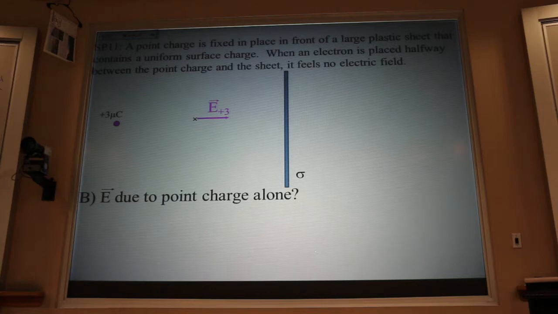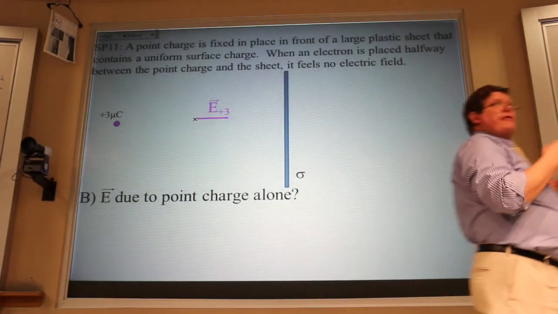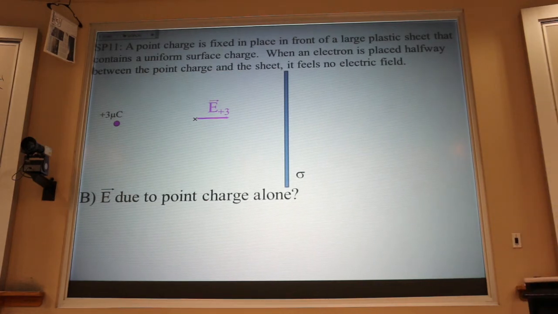So if I plug in to Coulomb's law here, I would get 9 times 10 to the 9 times 3 times 10 to the minus 6 over 0.2, that's 20 centimeters, squared, and that's going to give me 675,000 newtons for each coulomb. Oh, that's a big field. But if I put an electron at the x, it experiences no net electric field.